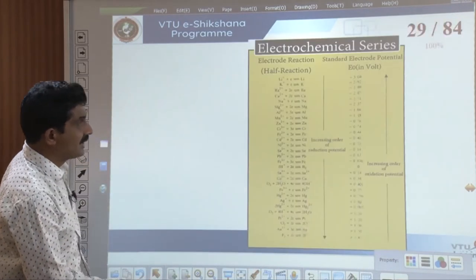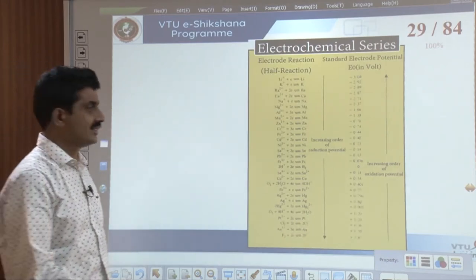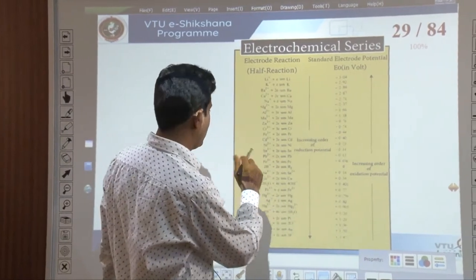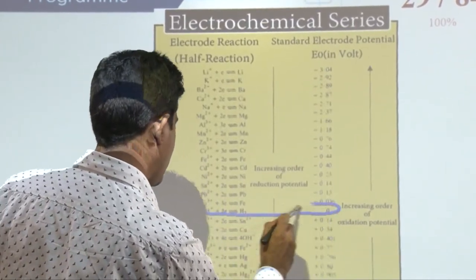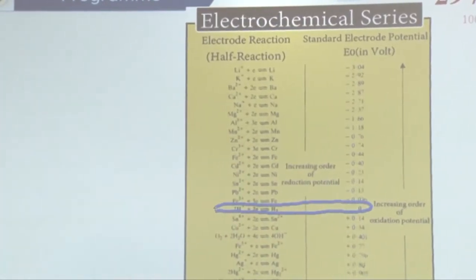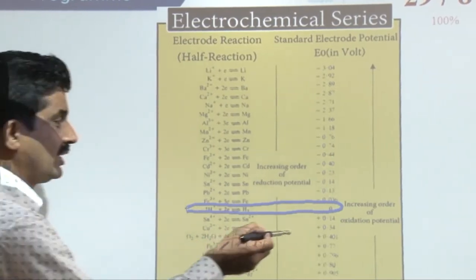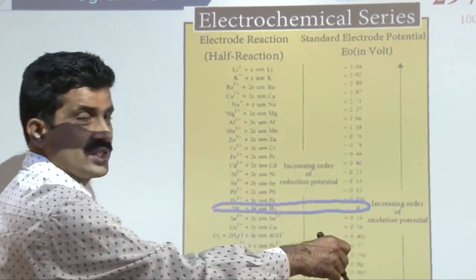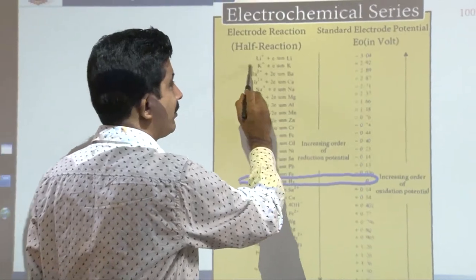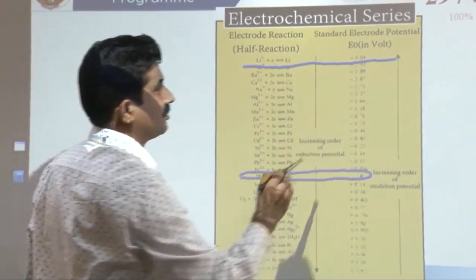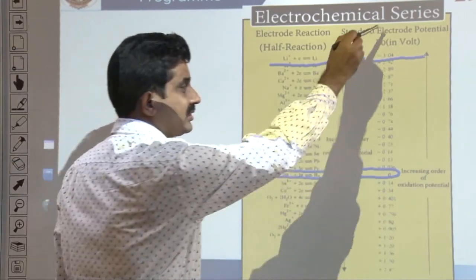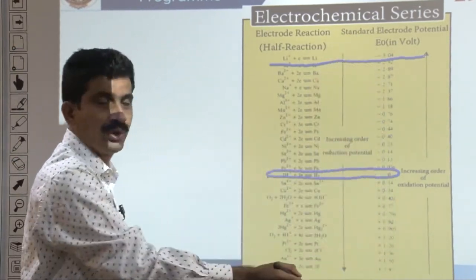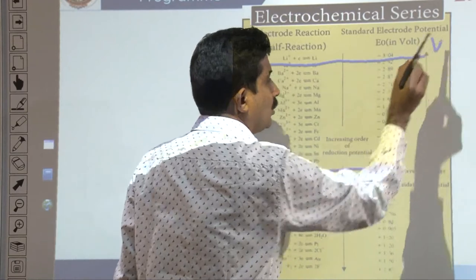So here you can see the electrochemical series. Where is hydrogen? Yes, here. The potential of the hydrogen electrode is zero. So this is the increasing order of oxidation potential. See, lithium with a standard potential value of -3.04 volt. These values are the standard electrode potential values in volts.